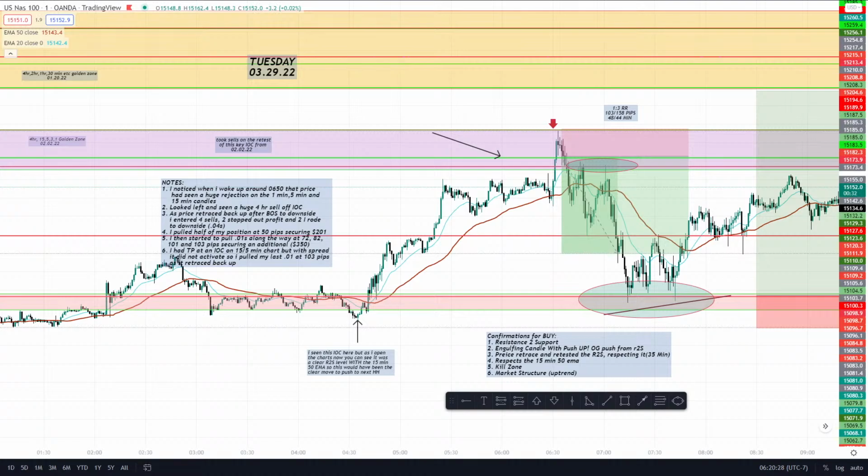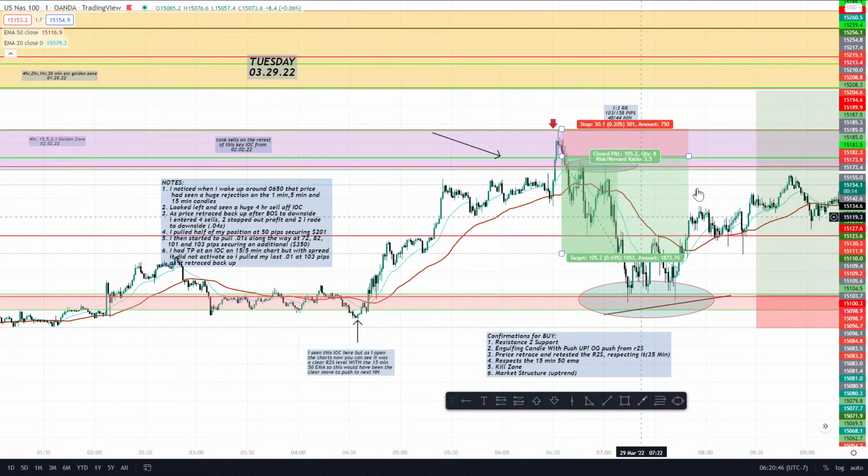Tuesday, NAS 1-minute chart. And I try to do multiple charts: the 15, the 5, the 1. Just as a scalper, you want to see all that, so that's what I do. You don't have to do it, but all right, let's get into today though.